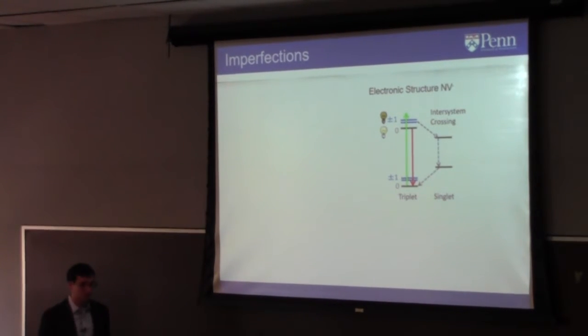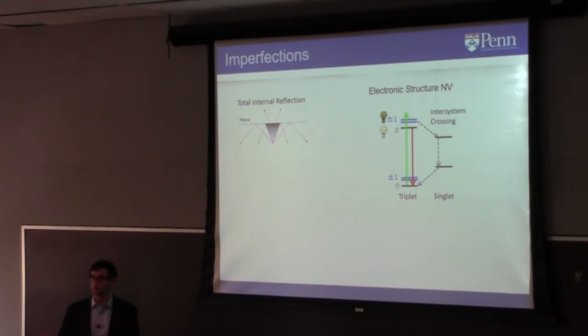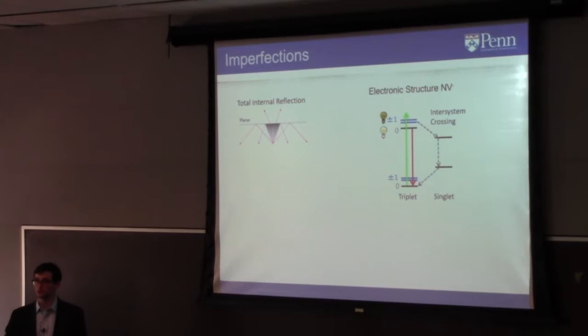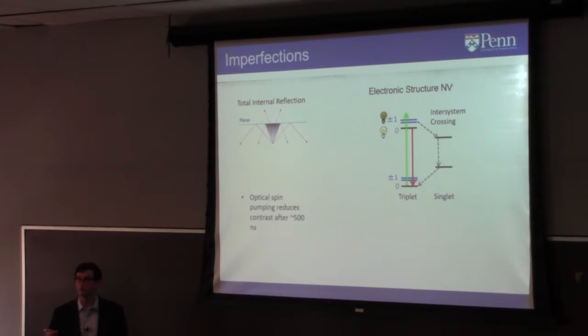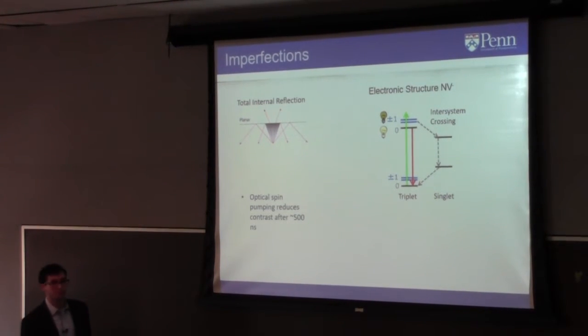Now, there are imperfections with this. Diamond has a very large index of refraction, 2.4. And what that means is you get total internal reflection. So these emitters are in the diamond, and so when they emit light, some of the light will get reflected back in, and we never detect that. So that reduces our signal. Furthermore, this optical spin pumping reduces the contrast between the spin states after 500 nanoseconds. So that means we can only measure the qubit for 500 nanoseconds.